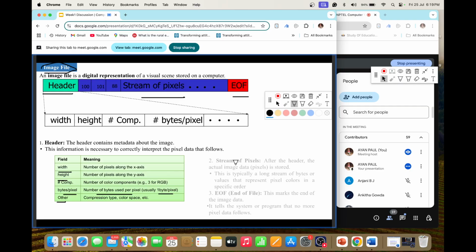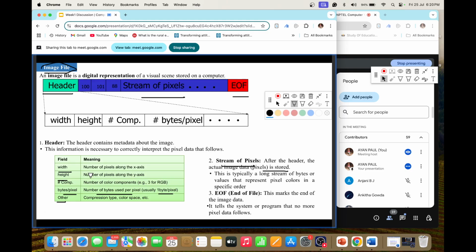Yeah, so this is the thing about the header. Then the middle part, that is the stream of pixels. From the header part we get the metadata like height and width, and now in the stream of pixels we are storing the pixel values. After the header, the actual image pixel data is stored. This is a long stream of bytes or values that represent pixel colors in a specific order. Here we are generally knowing the metadata like width, height, number of channels, etc.